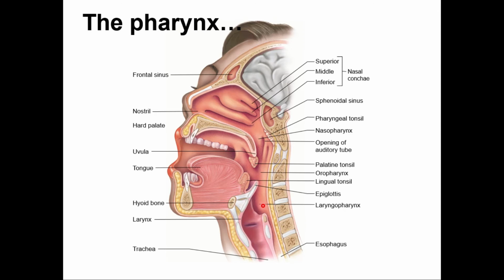Tonsils of the pharynx include the pharyngeal tonsil, here in the nasopharynx, the palatine tonsils in the oropharynx, and the lingual tonsils at the base of the tongue. In this diagram, we can see that the nasopharynx is behind the nose, the oropharynx is behind the mouth, and the laryngopharynx is behind the larynx.